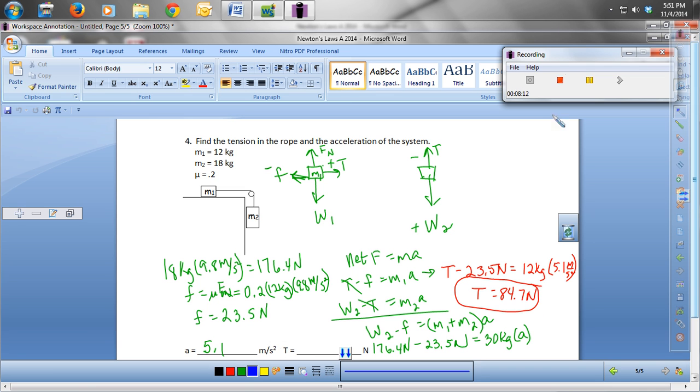All right, if you had version B, your acceleration was 4.9 meters per second squared, and your tension was 58.8 newtons.